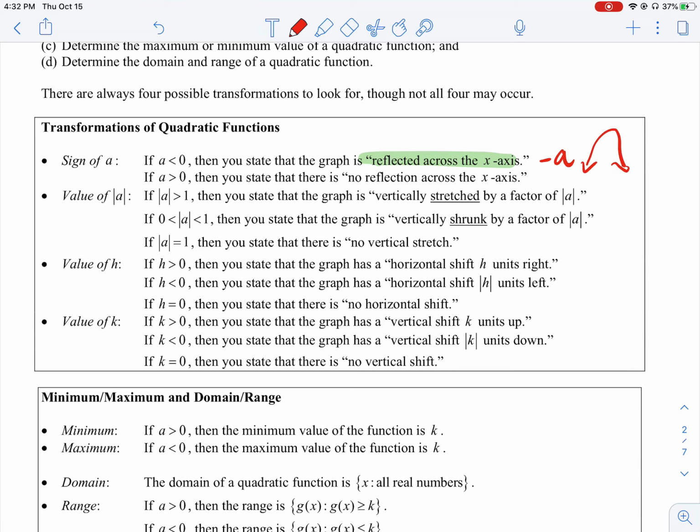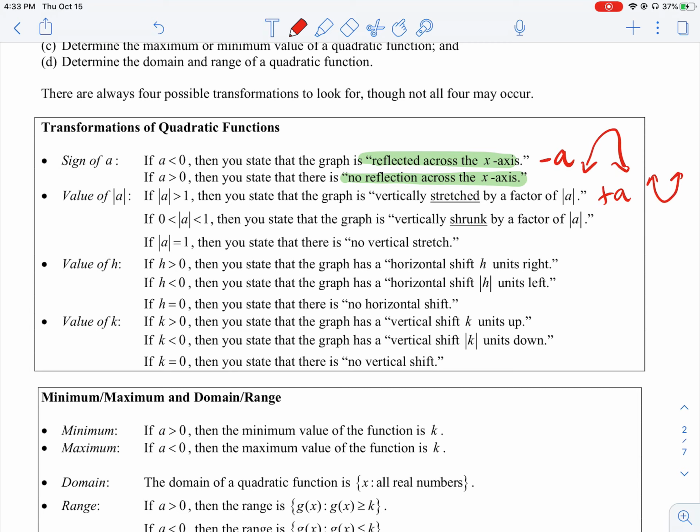If A is greater than 0, meaning if A is positive, you would say that there is no reflection across the x-axis. In other words, the graph is facing up. Now let's move on to the absolute value of A. When we say the absolute value of A, it's always going to be positive. So I do not care at this point if the A was negative or positive. I care about the value of A itself.